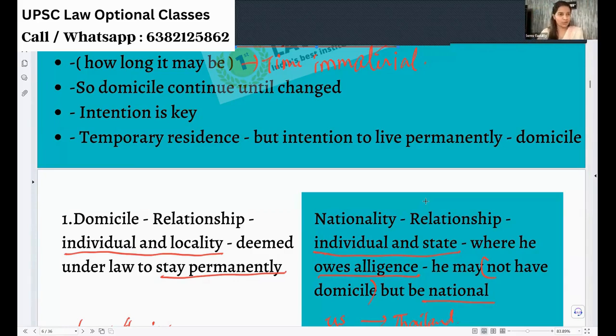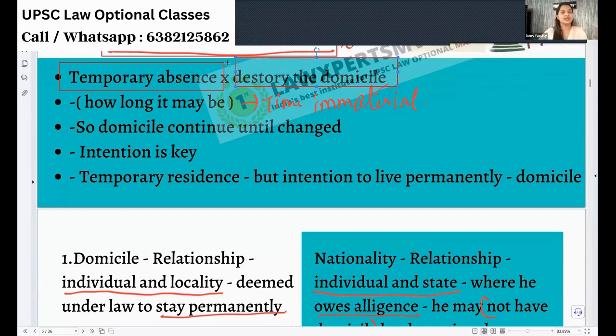So wherever they may go, temporarily they may be absent, but their idea is to settle down here. Right? So it is their domicile. So you understand, a temporary absence will not destroy the domicile. How long this may be?